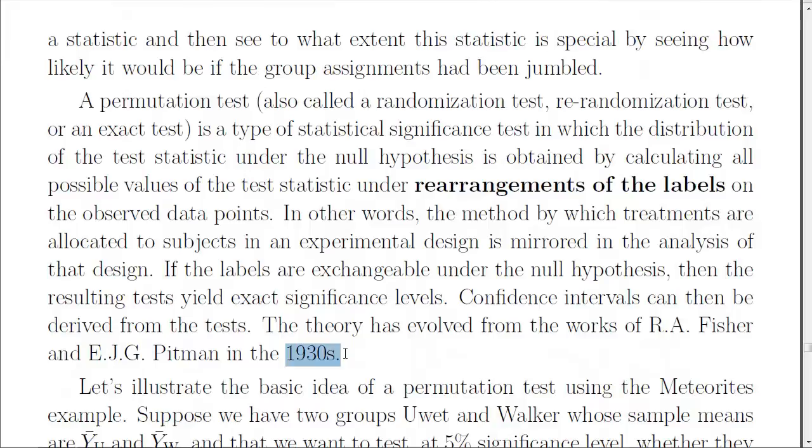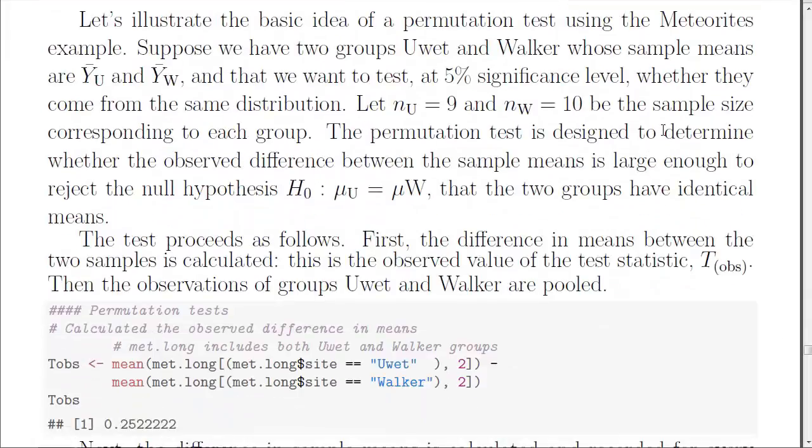These methods were developed back in the 30s by Pitman and Ronald Fisher. Let's take a look at an example using the meteorites data to perform a permutation test. Suppose we've got two groups, the UWET and the Walker samples, and they each have sample means, y bar U for UWET and y bar W for Walker, and we want to test whether there's a difference between these two means. We had 9 observations for the UWET and 10 observations for the Walker samples, and the permutation test is designed to determine whether the observed difference between the two sample means is large enough to reject the null hypothesis that the means are equal.